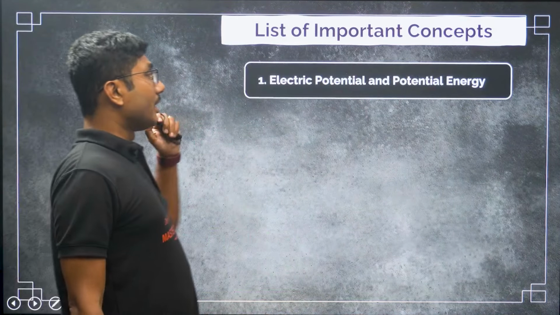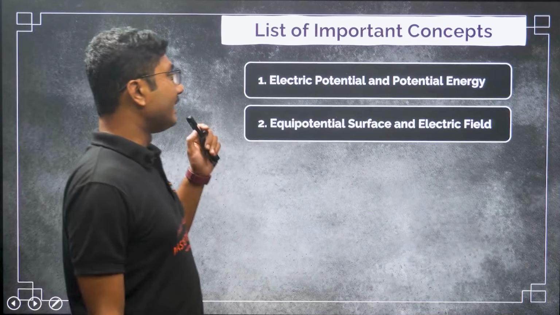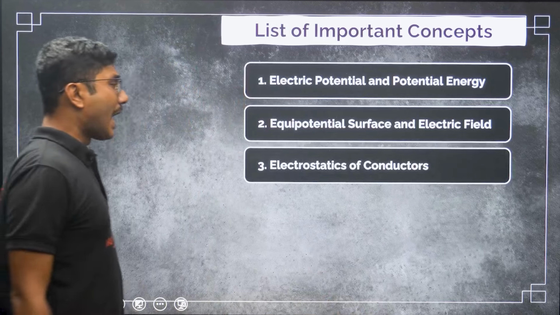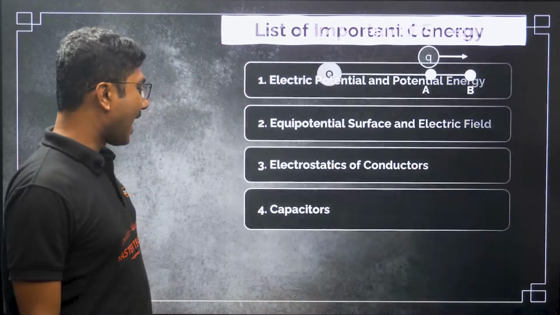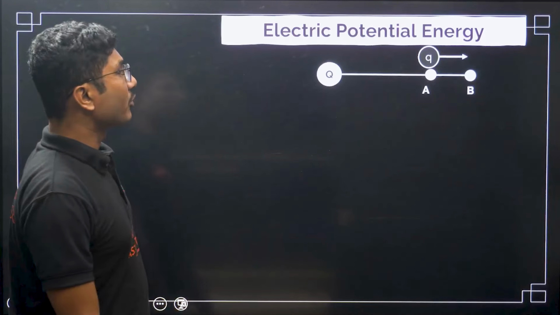Electric potential and potential energy, then we have equipotential surface and electric field, the relationship between them. We have electrostatics of conductors, we have capacitors, and that's it. That is the last topic. Now let us start with electric potential energy.